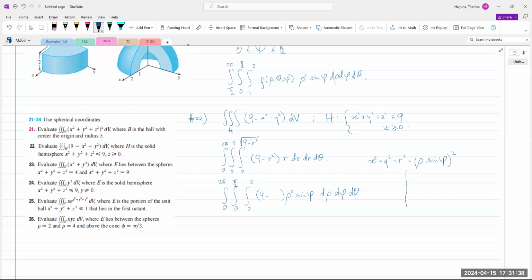How do you get that, Thomas? Hold on. X squared plus y squared. If this is z, this is r, right? So this is the same as r. This is phi, this is rho, right? Notice that r is rho sine phi. So this is rho squared sine squared phi. It may not be that nice to compute, huh? So this is in cylindrical. This is in spherical.